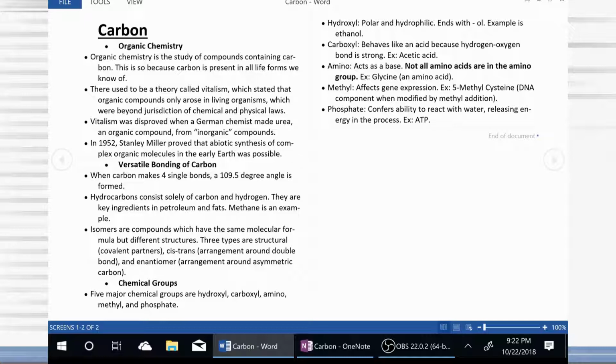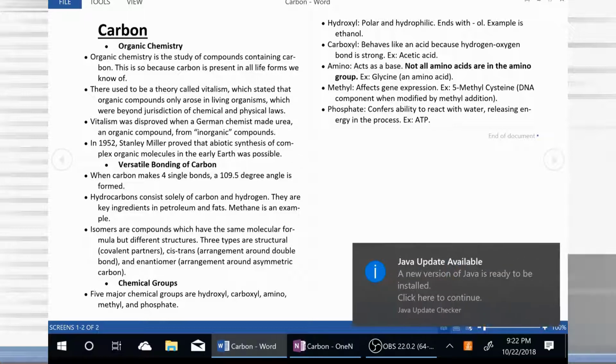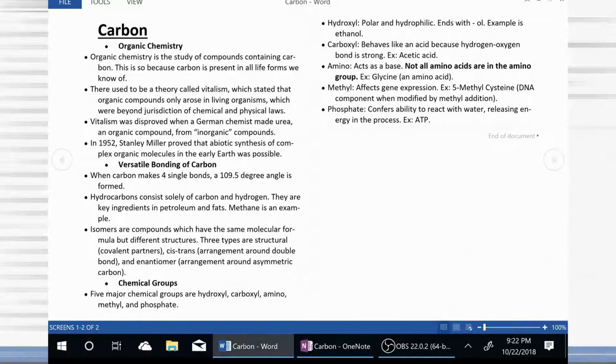So he had a bunch of flasks that were interconnected using these glass tubes. In one flask he had water and heated up that water. In another flask he had gases like hydrogen, methane, ammonia, water vapor, and so on. And that's supposed to represent the atmosphere in the early Earth. And then in another flask he had some sparks. He discharged some sparks, and that was supposed to represent lightning that occurred in the early Earth.